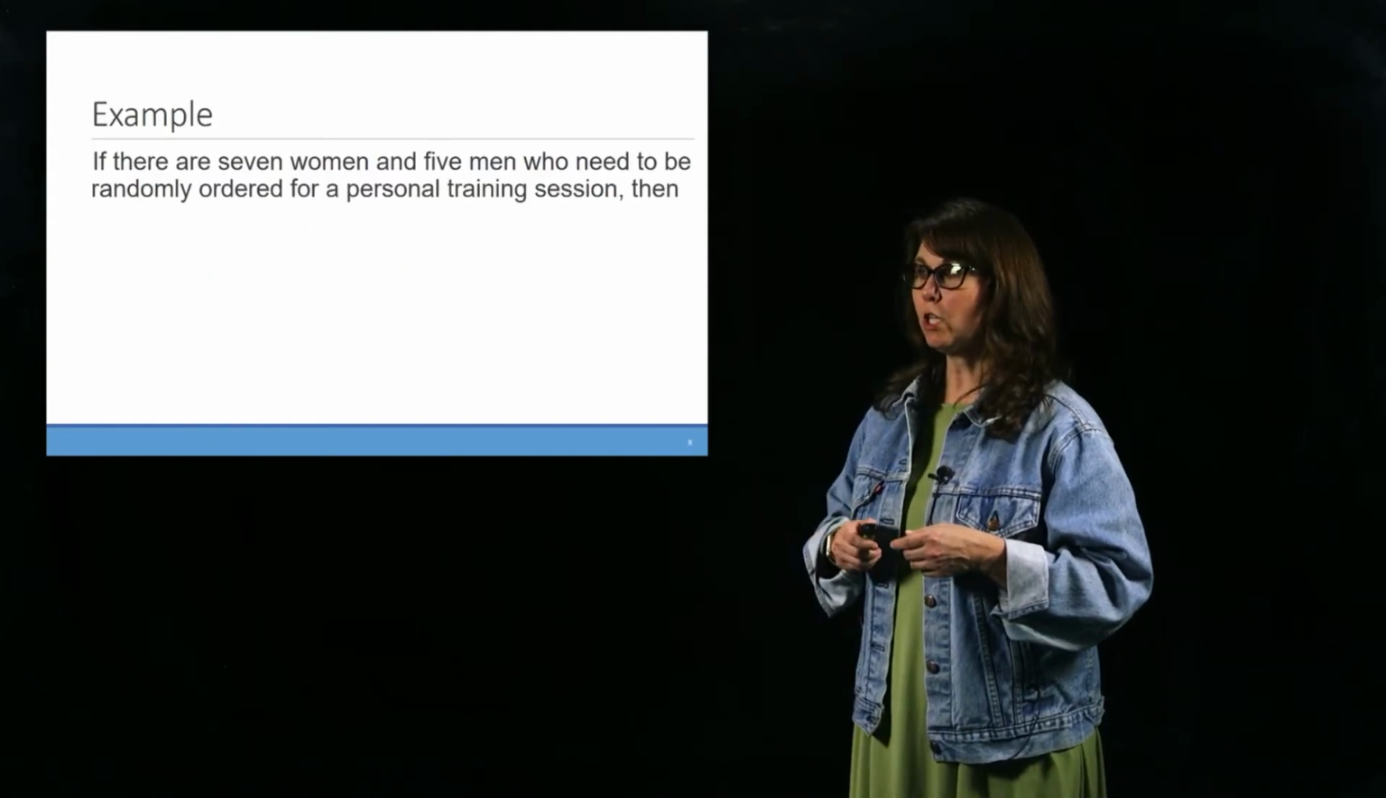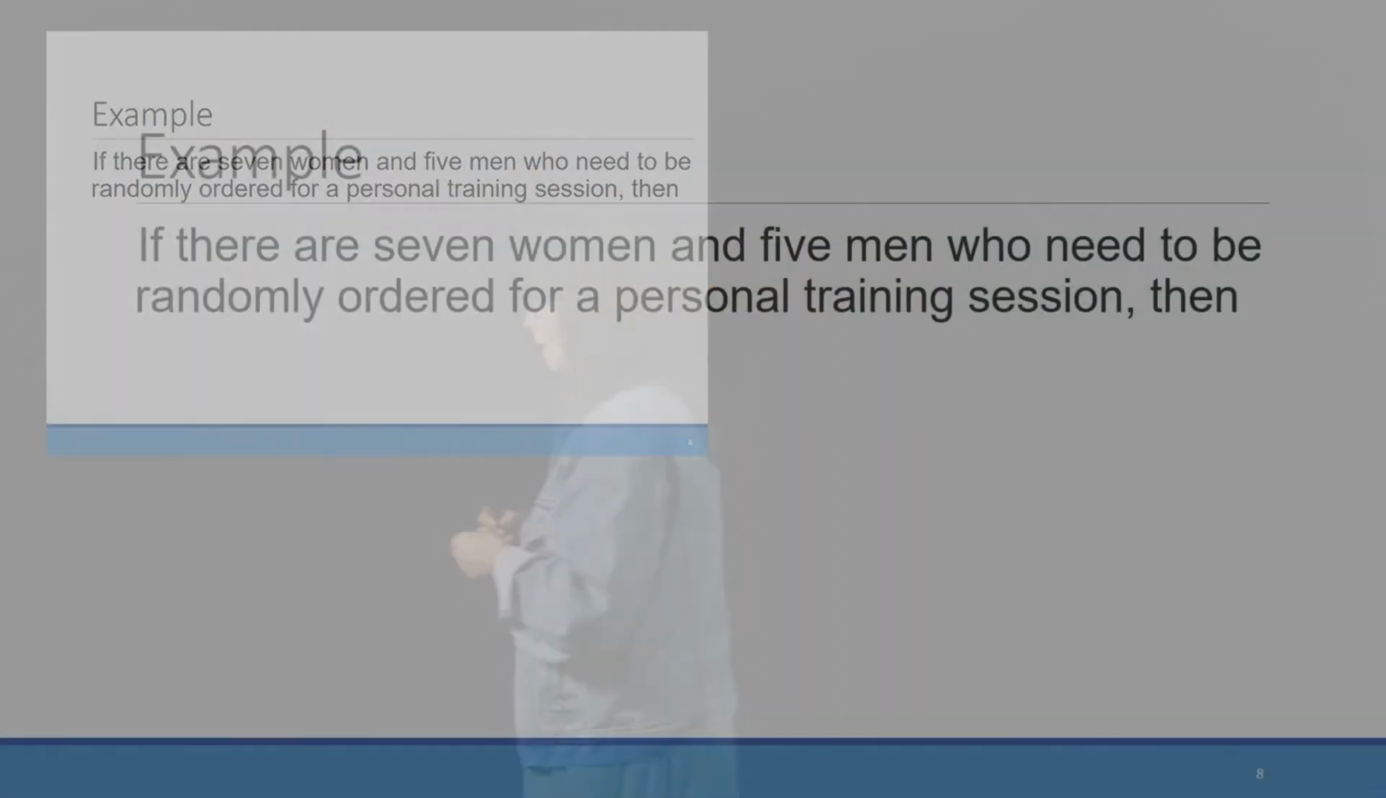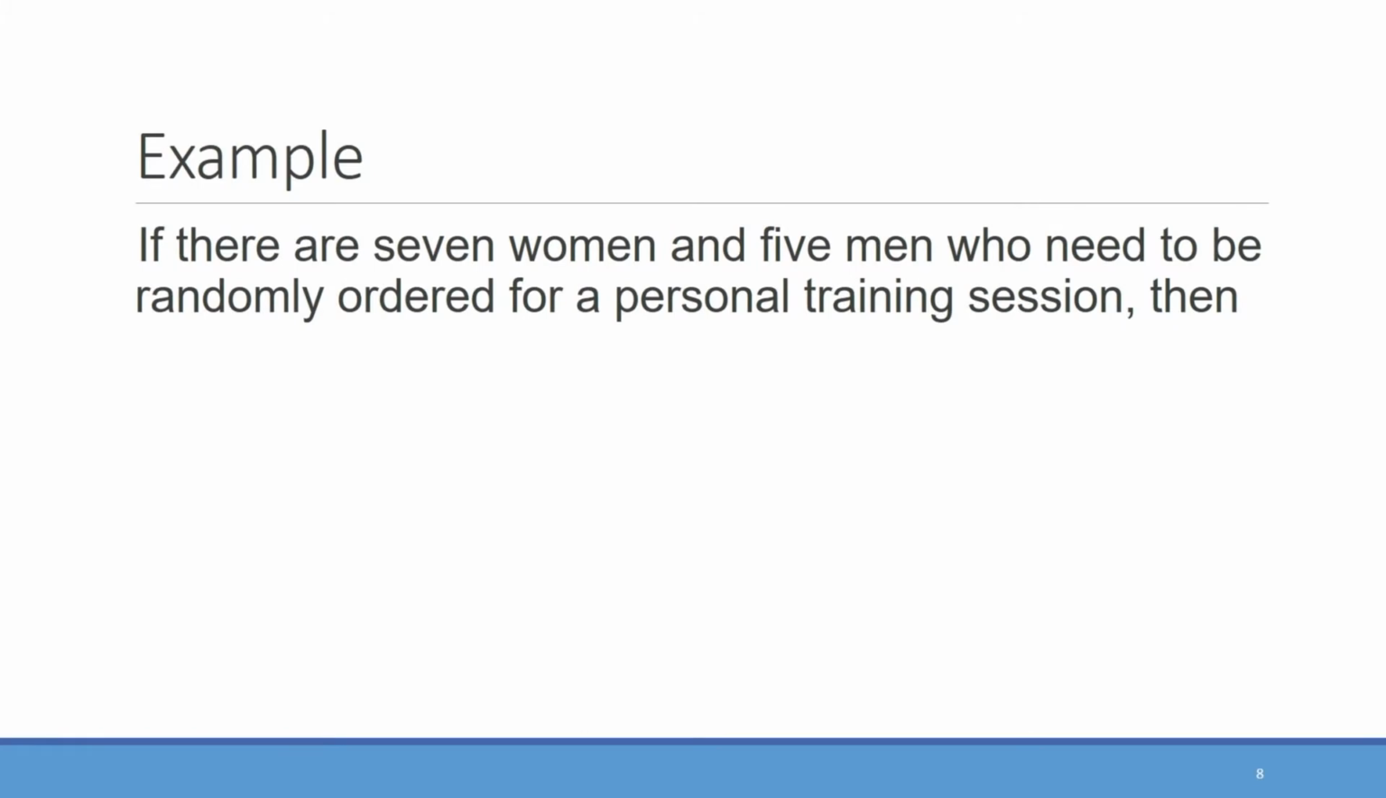So we're going to take a quick look at this example a little bit more closely on the slide. If there are 7 women and 5 men who need to be randomly ordered for a personal training session, then what can we do? We have 12 people total, so that's our N, and then we have 7 women and 5 men. So we have 12 factorial over 7 factorial times 5 factorial. And you could do this out by hand if you wanted to. I'll just go ahead and do it quickly.